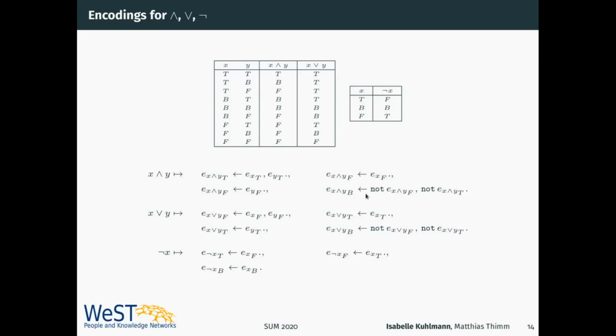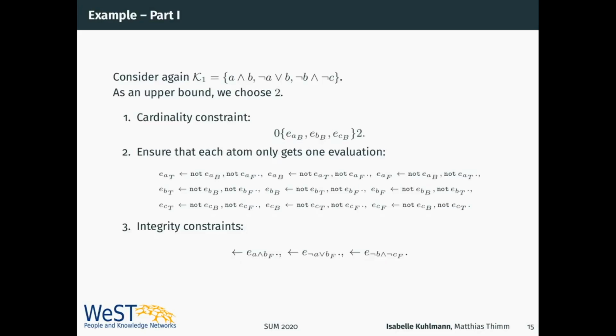Now we only have the truth value both left, and the conjunction of X and Y evaluates to both if it doesn't evaluate to false and if it doesn't evaluate to true. Now the rules for disjunction and negation are basically constructed in the same way. Now let's go over a quick example.